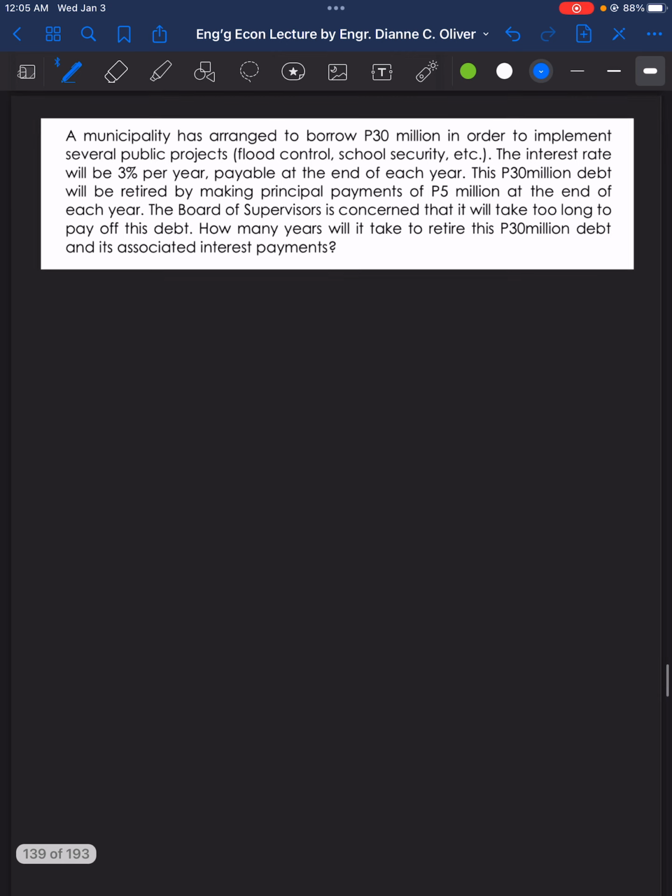Now let's go to problem number 4. A municipality has arranged to borrow 30 million pesos in order to implement several public projects, flood control, school security, etc. The interest rate will be 3% per year, payable at the end of each year. This 30 million pesos debt will be retired by making principal payments of 5 million at the end of each year. The Board of Supervisors is concerned that it will take too long to pay off this debt. How many years will it take to retire this 30 million peso debt and its associated interest payments?